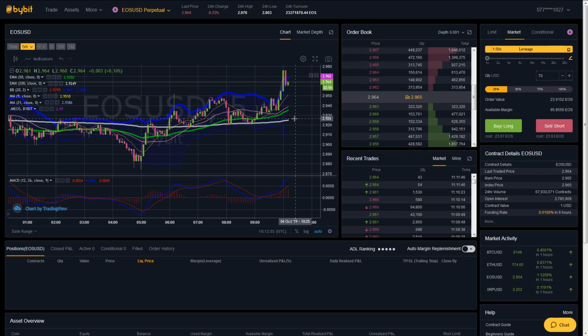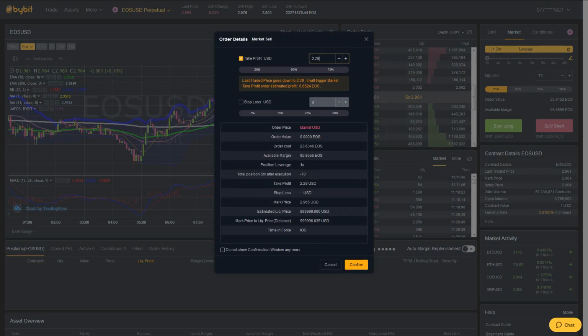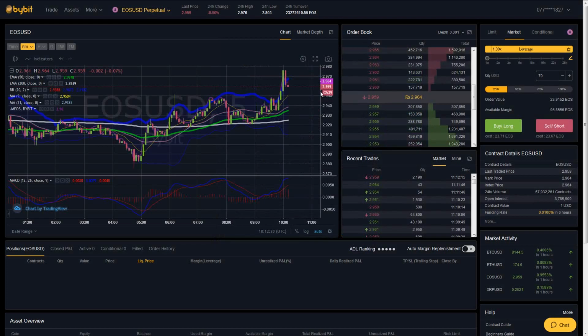So I'd put in 2926. Don't forget the decimals. So 2.29. Oop, that's not right. 2.926. So I'd make a very small amount, a tiny amount, because I'm only doing a small leveraged short there.